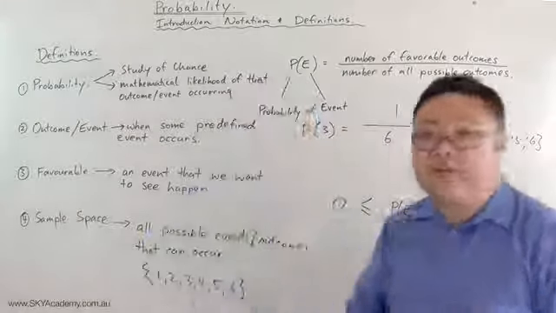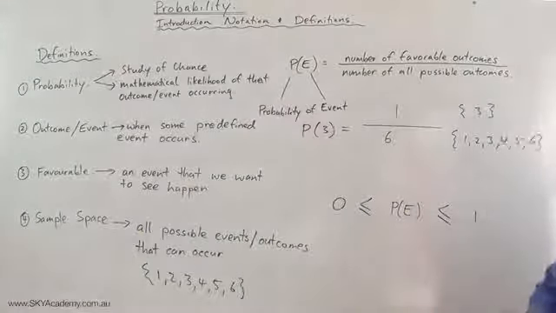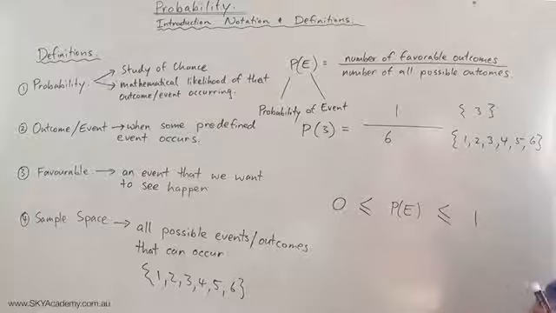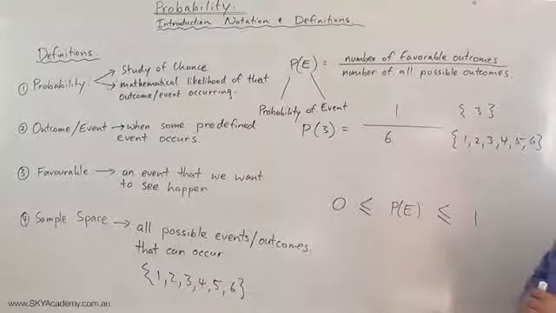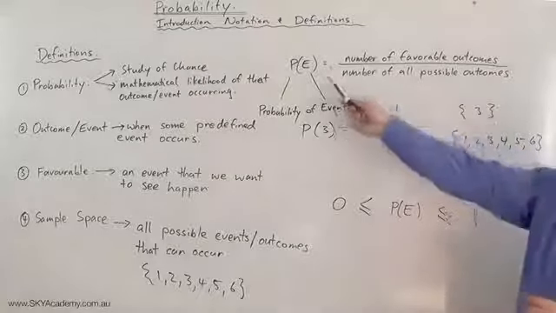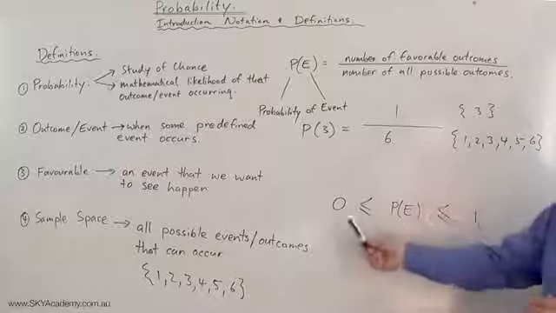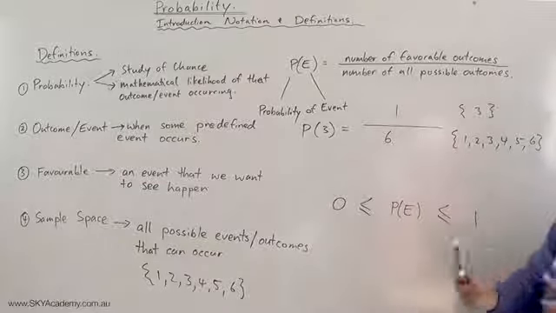What I want you to really be familiar with is the definition of what a probability is. Be aware of what an outcome or an event is, and when something is favourable. Be aware of the term sample space and how to use it. Be aware of the formula for probability: the number of favourable outcomes over the total number of possible outcomes. And also understand that any probability will lie between 0 and 1.